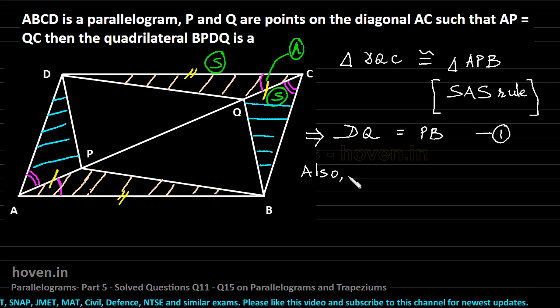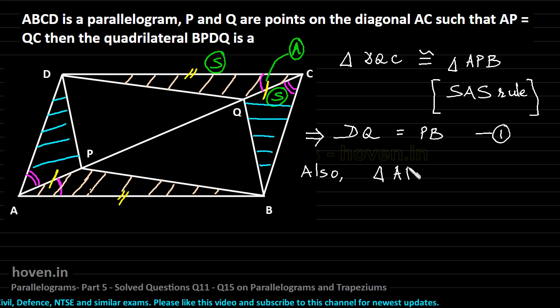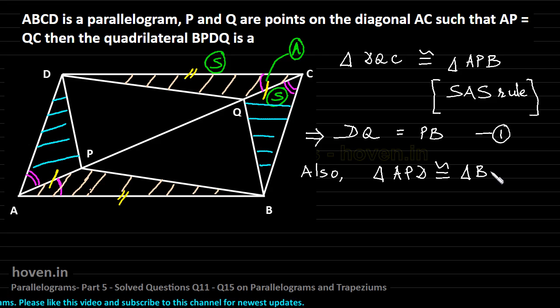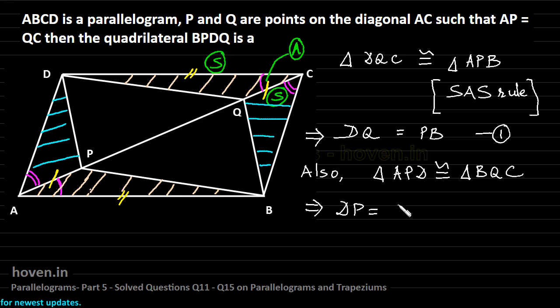So since this triangle and this triangle are congruent, we can write these steps also. Triangle APD is congruent to triangle BQC, which implies DP is equal to BQ. This is our second conclusion.